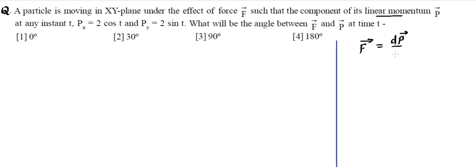Again, differentiation is involved with respect to time. So this is the formula. That means the definition of force is the rate of change of linear momentum with respect to time. So you can note this down, and we are going to use this.